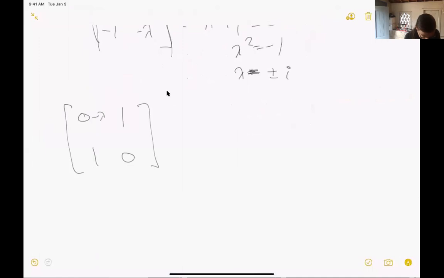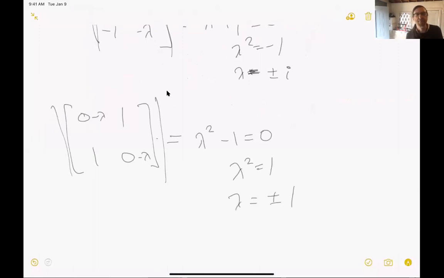And now let's look at (0, 0), where we have the matrix [0, 1; 1, 0]. Subtract lambda. That gives us lambda squared minus 1 equals 0. So lambda squared equals 1, so lambda equals plus or minus 1. What is that? Saddle.